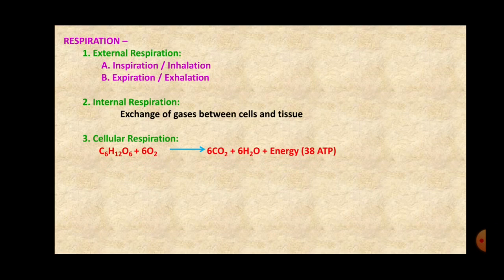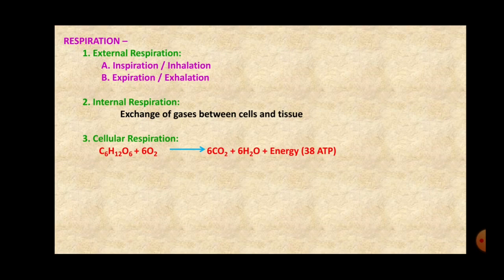triphosphate. Students, if you remember, in 7th standard we had studied the different cell organelles, in which we had studied about mitochondria. And I hope you remember that mitochondria is also called the powerhouse of the cell, right? Because in this mitochondria, the production of energy in the form of ATP takes place.